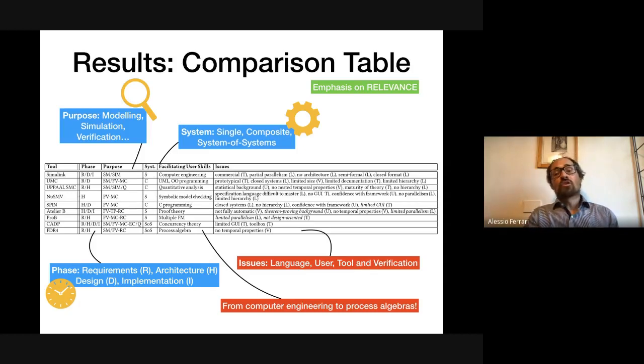And we found also several issues related, for example, to the absence of a GUI or to problems in the language, for example, the absence of hierarchy or no support for parallelism.